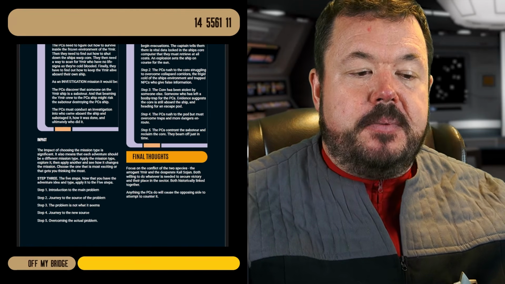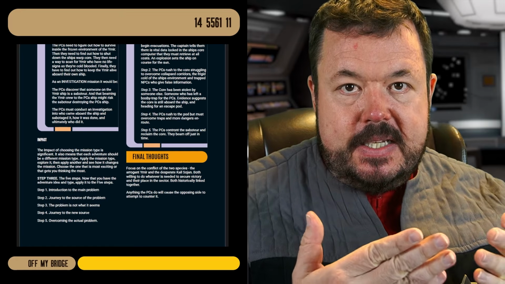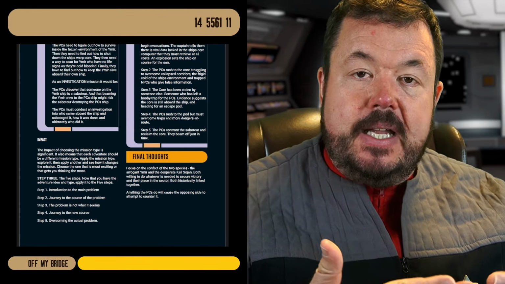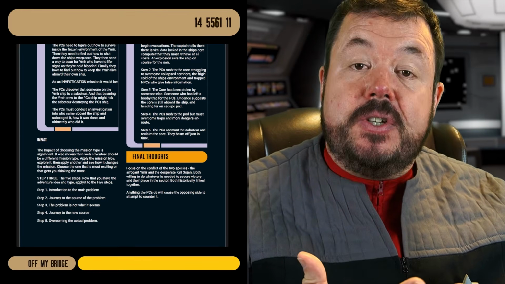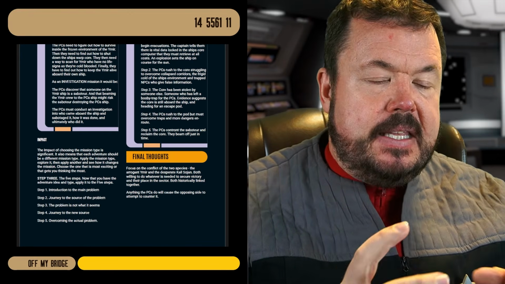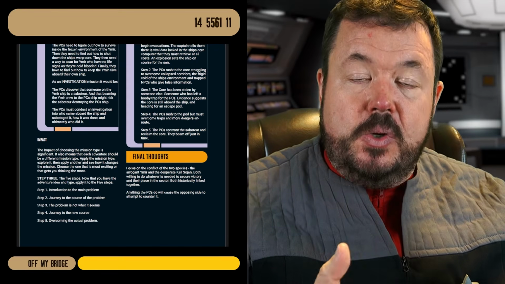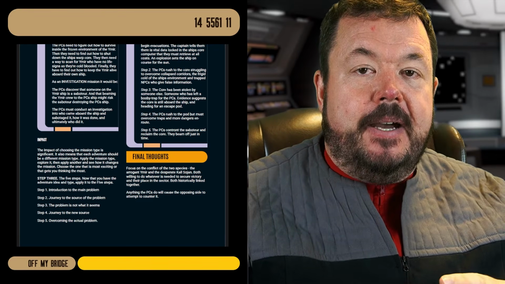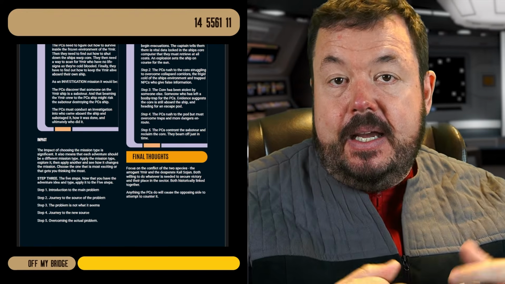And all that you have to remember is that there are these two species who are fighting over resources, and both sides desperately want to win. There is a solution that can be found. The PCs need to kind of come together and get these two to agree to work together, to cooperate, and that sort of thing. And that's it.